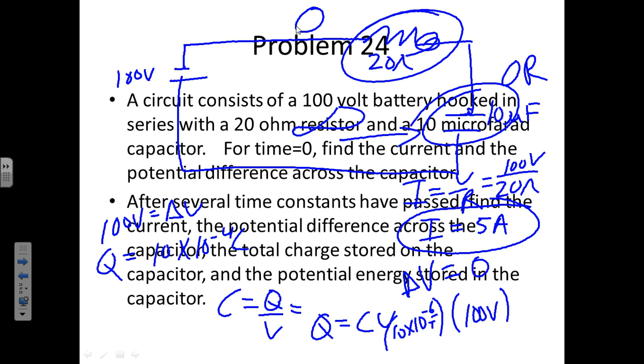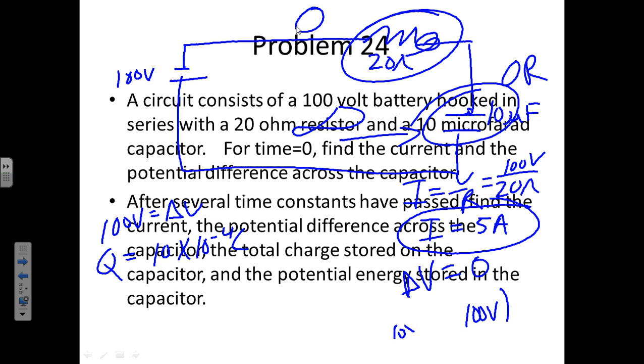And in the last part, find the potential energy stored. This is where you've got to kind of know an equation, and this is one of the ones on your formula sheet that I asked you to memorize. It's the energy stored on a capacitor. What's the symbol for potential energy? U. U equals 1/2 CV squared is the equation you need to know here.